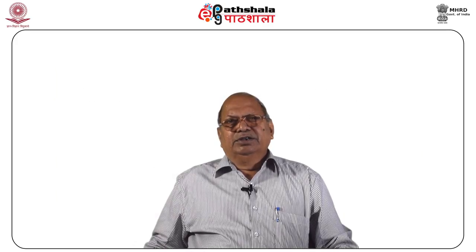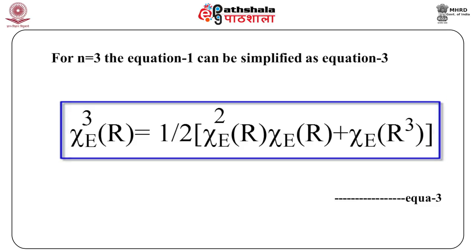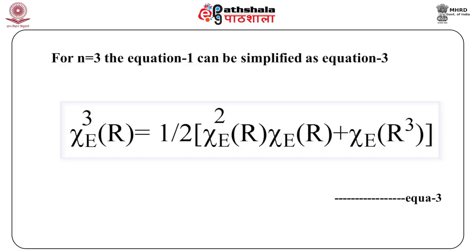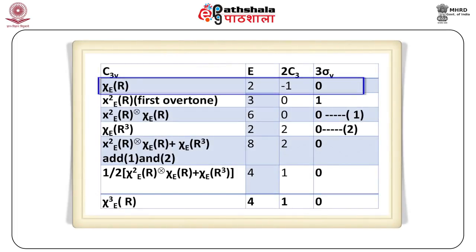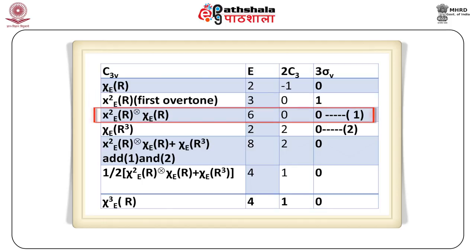Let us check the IR activity of the second overtone of E mode in the C3v point group. For n equal to 3, the equation can be simplified as given in equation 3. χ(E, R) three times is equal to 1/2 of χ(E², R) χ(E, R) plus χ(E, R) operation carried out 3 times. The value of χ(E, R³) is summarized in the table. That is, here χ(E, R) is 2, -1, 0. χ(E², R) is given as 3, 0, 1, as we have obtained for the first overtone earlier.